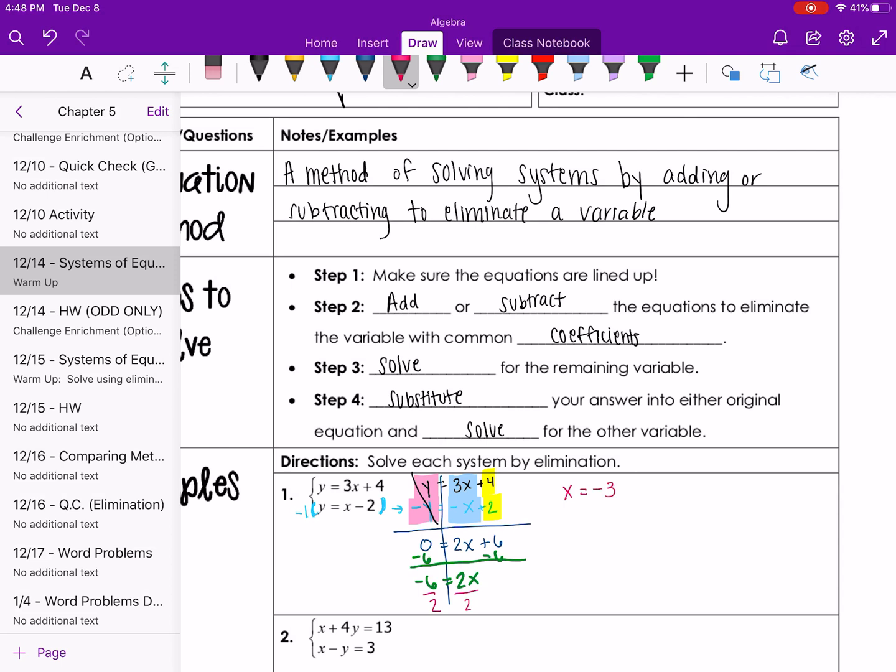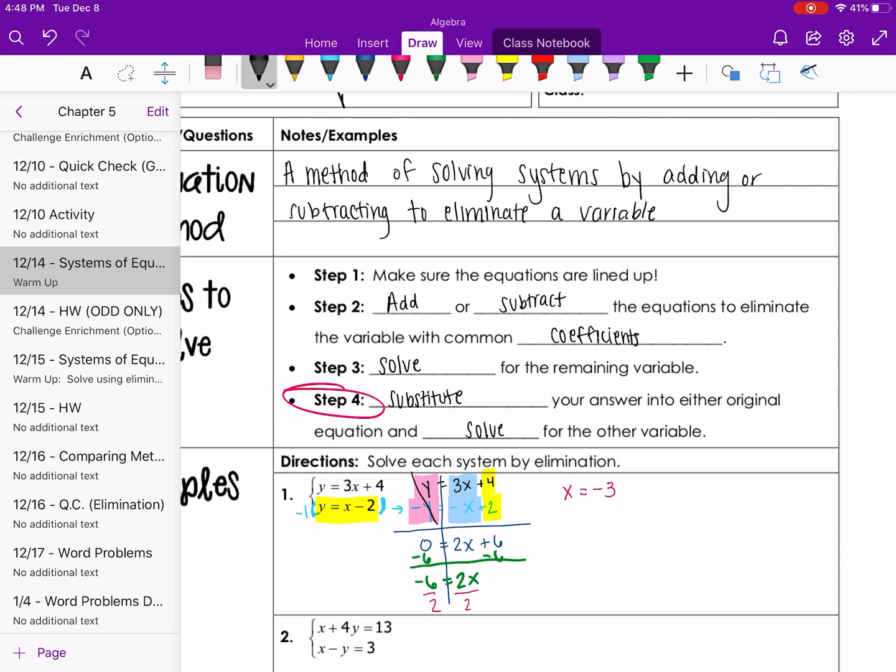Okay, so that's the only real new part. But remember, a system of equations not only has an x coordinate, but also a y coordinate. So now that I know what x is, I can do step 4. I can substitute my answer, x equals -3, into either of the original equations. It doesn't matter. I always just pick the one that I feel like looks the easiest.